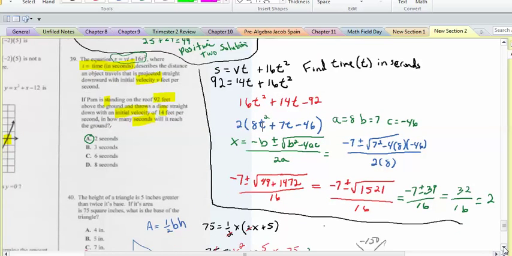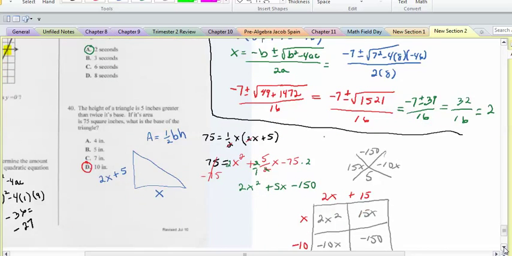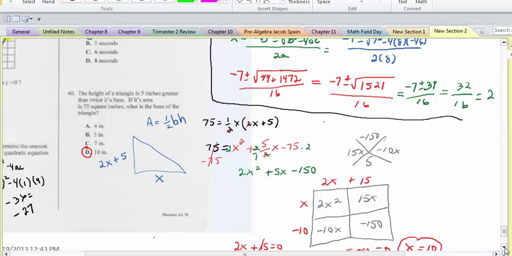Okay, the very last one. We have the height of a triangle is 5 inches greater than twice its base. So if its area is 75 square inches, what is the base of the triangle? So first of all, you have to know what the formula is for the area of a triangle. Area of a triangle is equal to 1/2 base times height.